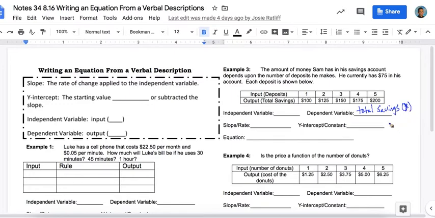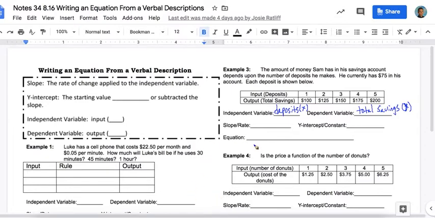Hold on, that doesn't look like a y. Make yours look like a y. I'm having issues this morning. Okay, and the deposits are going to be my independent variable. And that's going to be representing x, and y equals mx plus b.